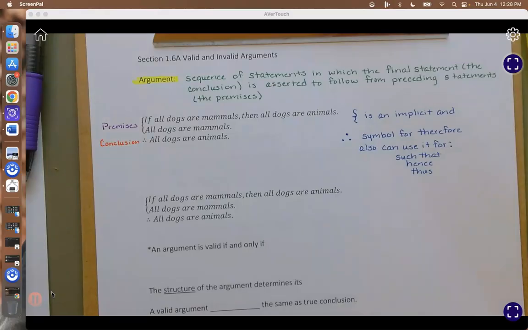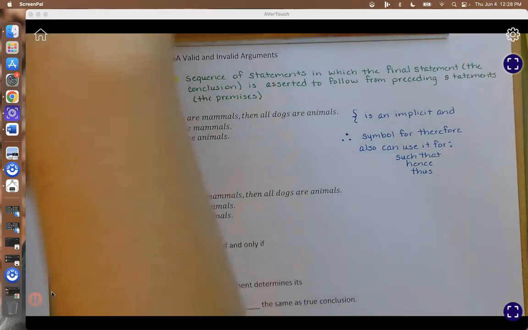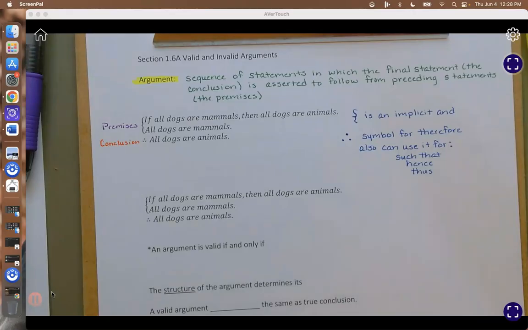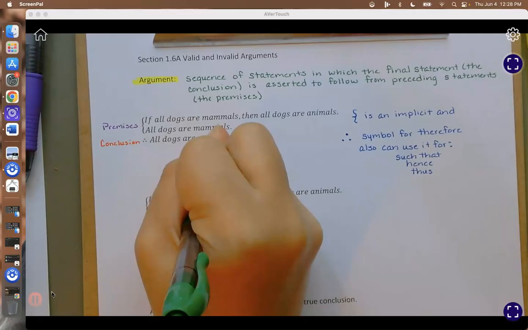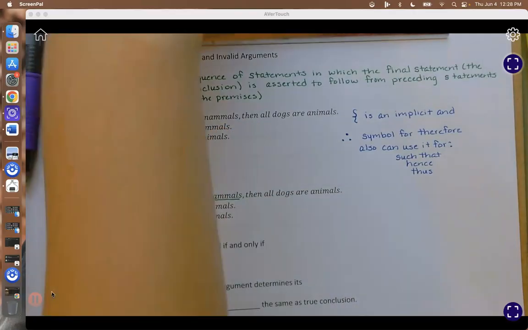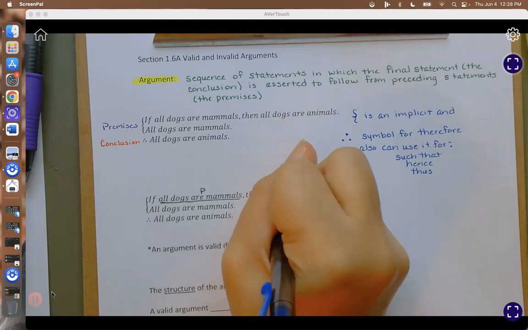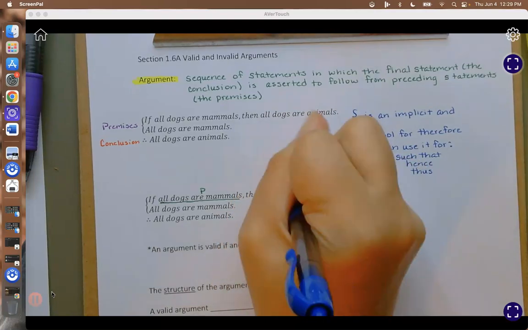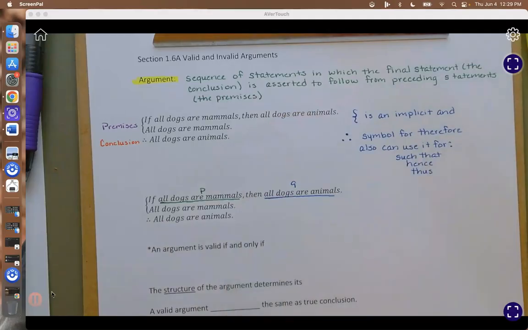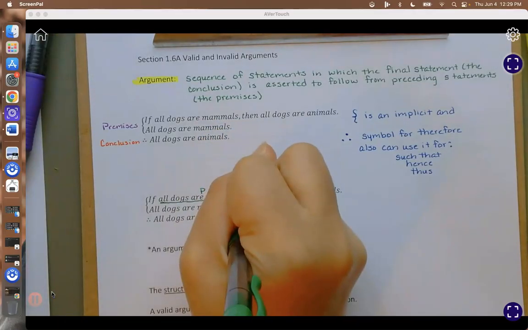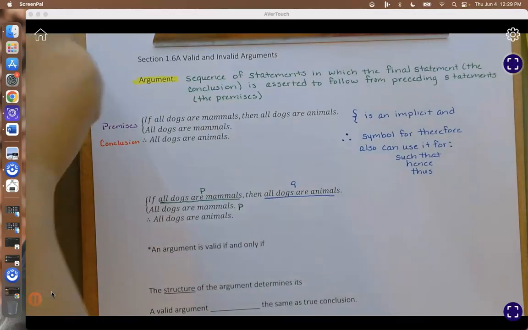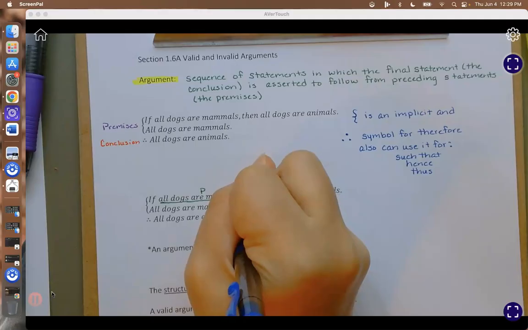Alright, so now we're going to label these things as P and Q, excuse me. So the first part, the if part, is the P. So all dogs are mammals is our P. All dogs are animals is our Q. Okay, so then it says all dogs are mammals, so that's a P. All dogs are animals is a Q.